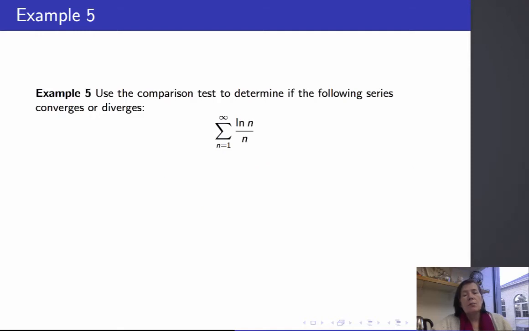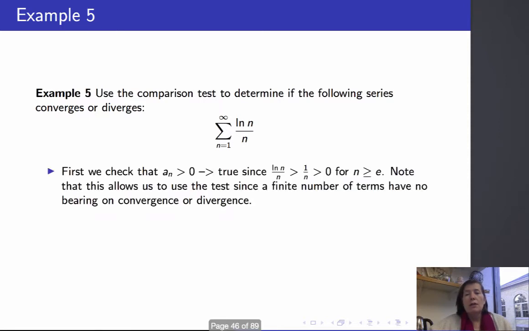Let's use our comparison test to determine if the following series converges or diverges: the sum of the natural log of n over n. Now we know that as n goes to infinity, the natural log of n increases, so it's certainly bigger than 1 for n bigger than or equal to e. So the natural log of 1 is 0, so certainly 0 over 1 is not bigger than 1 over 1. But at some point, the natural log of n gets greater than 1.